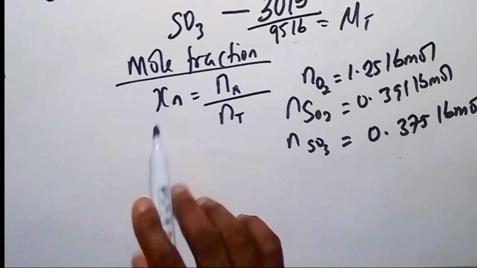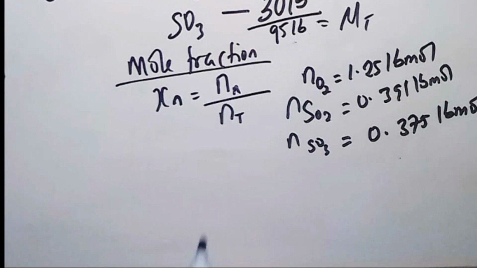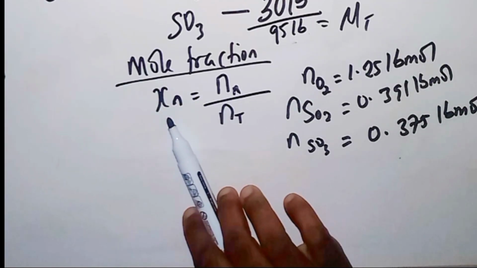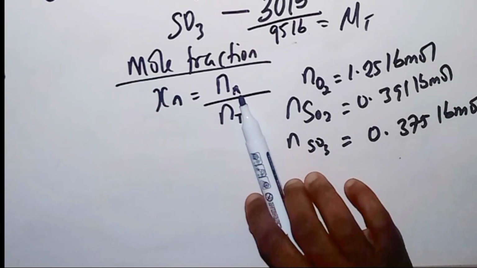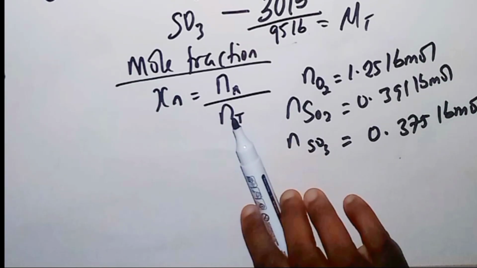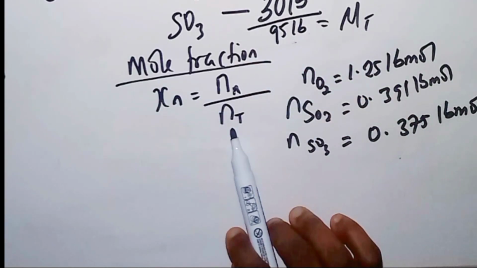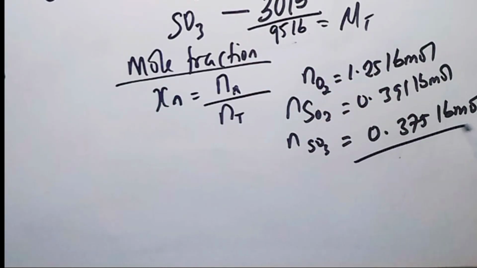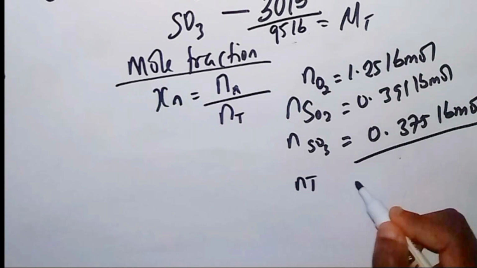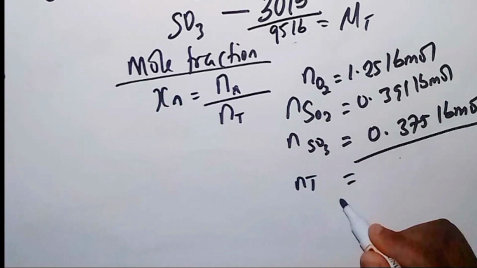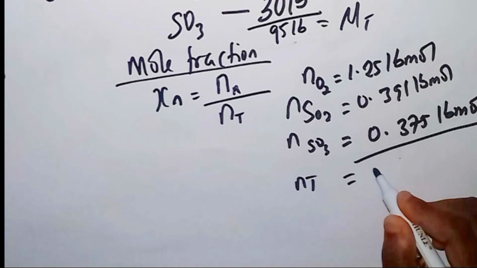Now we are asked to calculate the mole fraction. And remember I said, to calculate the mole fraction, we have to get the number of moles of the component, for example oxygen, divided by the total number of moles. So now we'll add up all this to get our N. Our total number of moles is, when we sum up all.